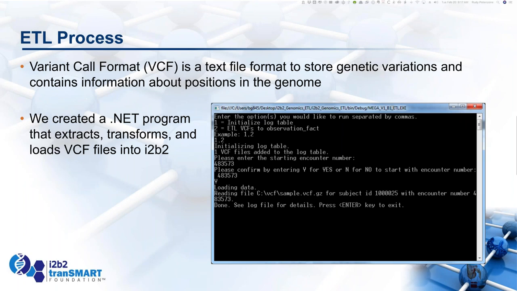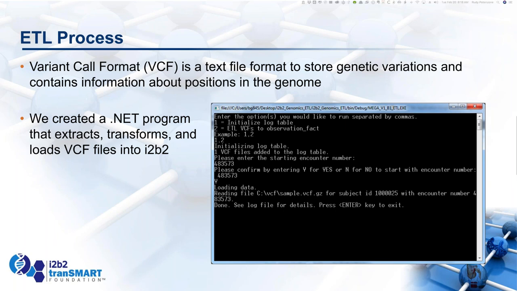So as part of our ETL process, I think many are already familiar with the variant call format. It's a text file format called VCF, to store genetic variations, and essentially contains information about positions in the genome. We receive these files from the genomic teams, part of the biobank here at Partners, and we get them into essentially one VCF file per patient.